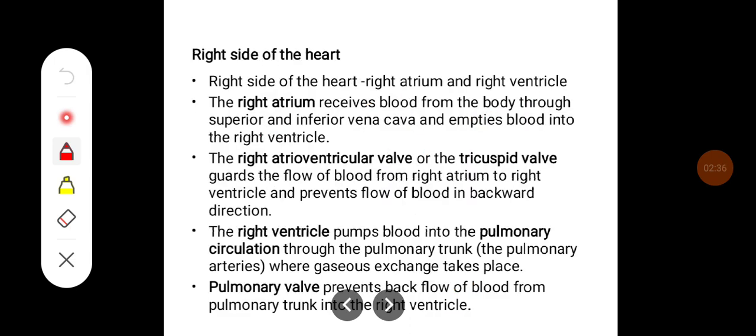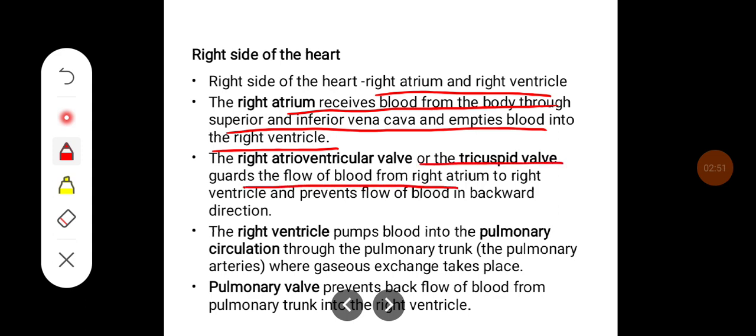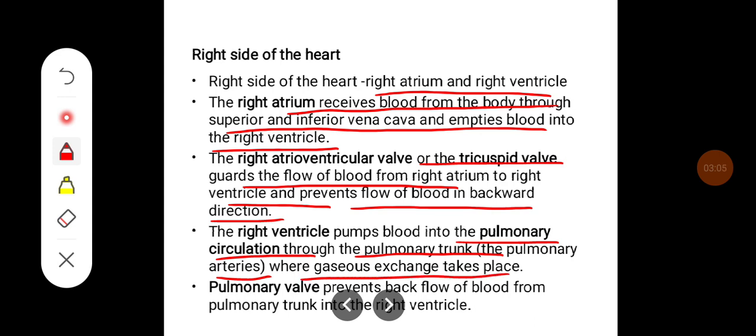The right side of the heart, the right atrium and the right ventricle. The right atrium receives the blood from the body through the superior and inferior vena cava and empties blood into the right ventricle. The right atrioventricular valve or tricuspid valve guards the flow of blood from the right atrium to the right ventricle and prevents blood flow in the backward direction. The right ventricle pumps blood into the pulmonary circulation through the pulmonary trunk, that is pulmonary arteries, where gaseous exchange takes place. The pulmonary valve prevents backflow of blood from the pulmonary trunk into the right ventricle.